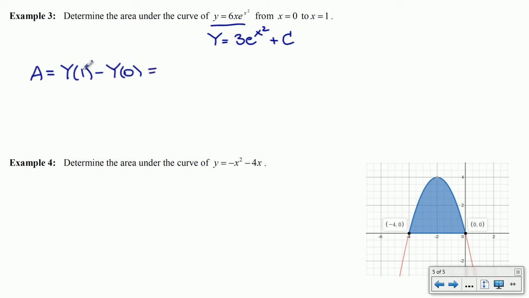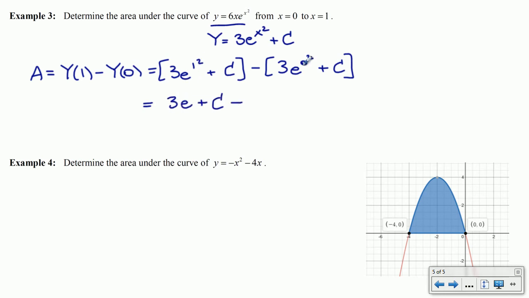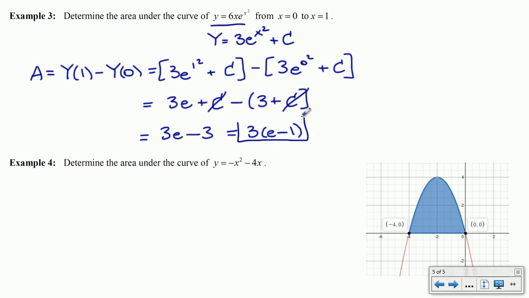So everywhere you see an x, you're going to put a 1 in here. So it'll be 3e to the 1 squared plus c minus 3e to the 0 squared plus c. And this will just be e to the 1, so we'll have 3e plus c minus, and then e to the 0, anything to the 0 is 1, so we'll have minus 3 plus c. So if we're subtracting c from c, those are gone, and we end up with 3e minus 3. And I guess we can factor out a 3, so it would be 3(e minus 1) units squared.